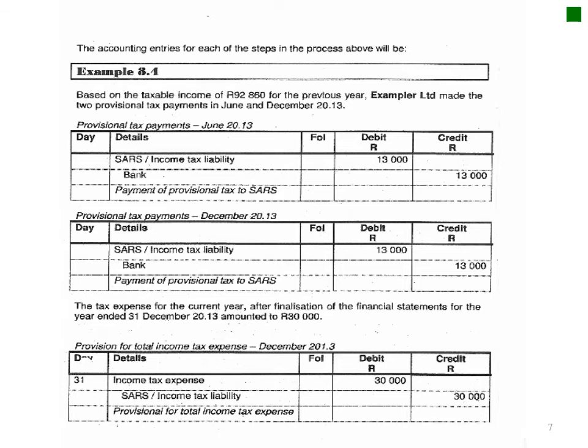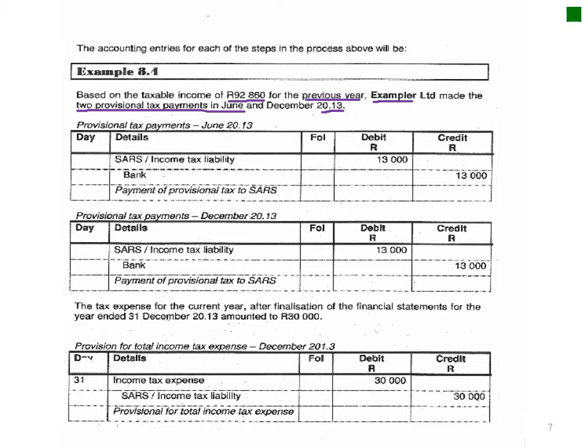So we're going to use example 8.4 to explain how we calculate tax and how we work out how much tax is still owing at the end of the year for a company. So we've got the example here of Exemplar Limited, and it tells us that in the prior year they had taxable income of 92,860. That's in the previous year. Now they've made two provisional tax payments in June and December 2013. So this is the current year.